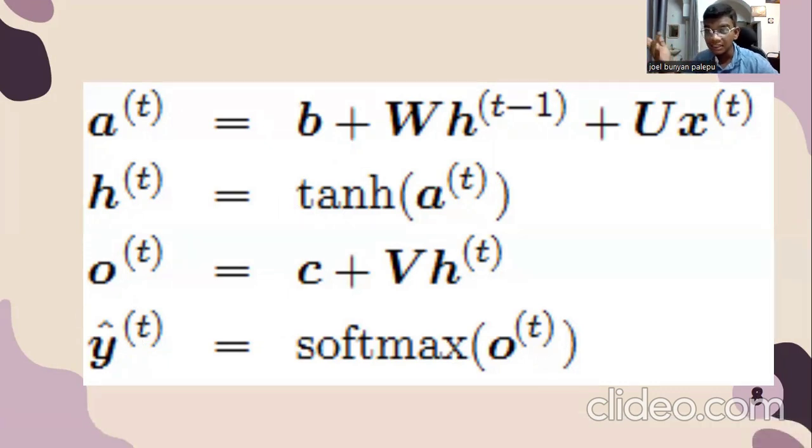All we are considering in this sequential neural network is actually the calculation of the hidden state, right? Which is based on the input value and also the previous hidden state. So that is very important.